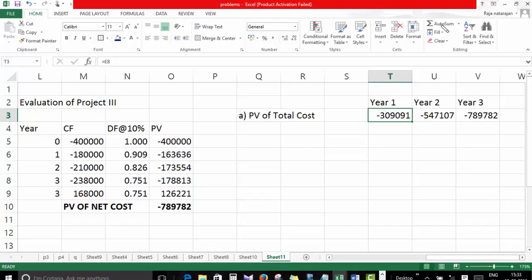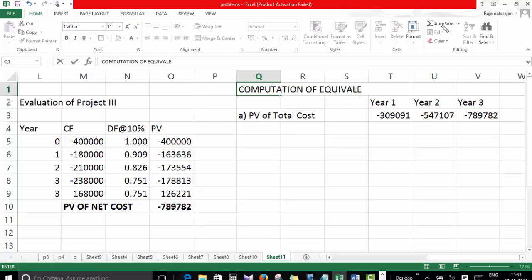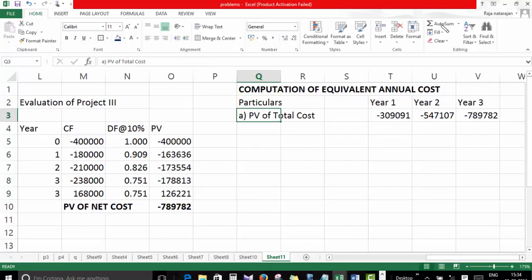What you have to find is what is the equivalent annual cost. So we'll call this computation of equivalent annual cost. Okay, so I'll have particulars here. So how do we find the equivalent annual cost? Find out the present value of total cost, which we have here. That should be divided by present value annuity factor.